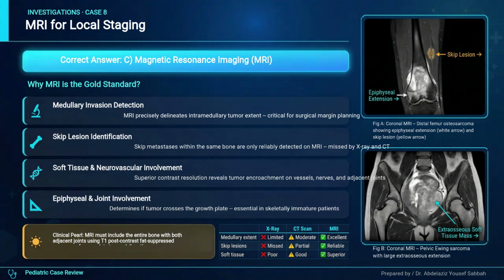Comparing imaging modalities for medullary extent, skip lesions, and soft tissue assessment. X-ray has limited medullary detection, misses skip lesions, and is poor for soft tissue. Computed tomography is moderate for medullary extent, partially detects skip lesions, and is good for soft tissue. Magnetic resonance imaging is excellent for all 3 categories. Magnetic resonance imaging must include the entire bone with both adjacent joints using T1 post-contrast fat-suppressed sequences for complete tumor delineation.